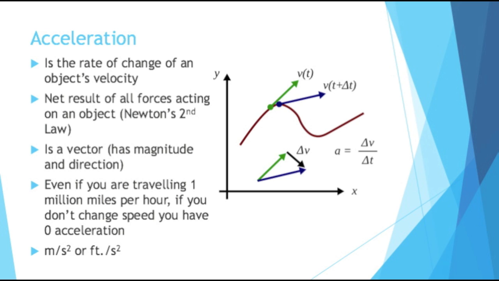The standard unit for acceleration is meters per second squared. That's the reason the S has a little 2 above it. That means for every second. In America and a few other places, it's feet per second squared.